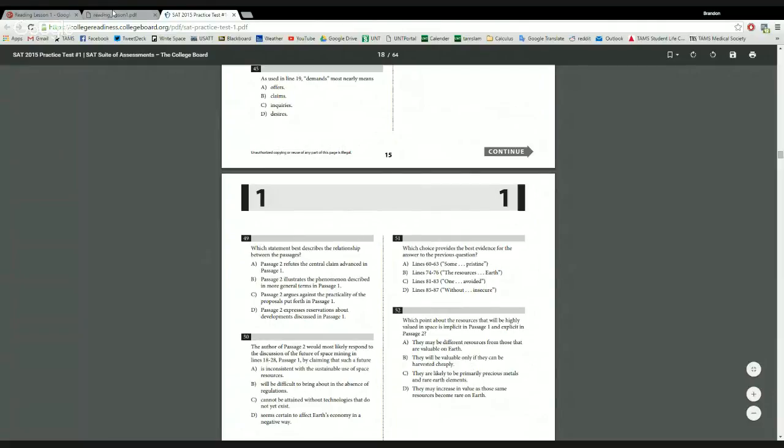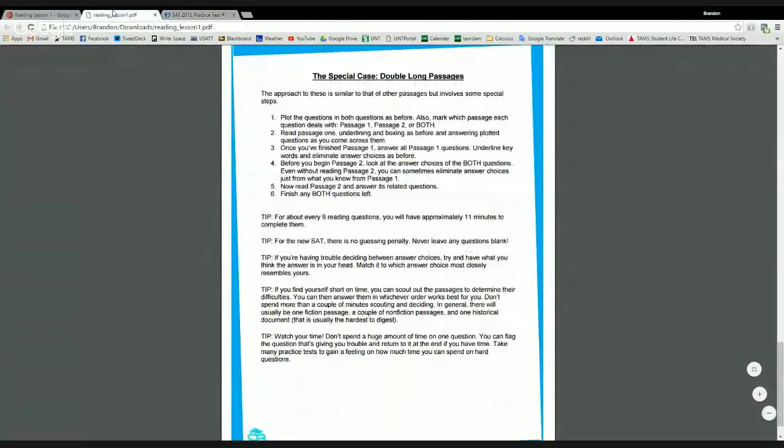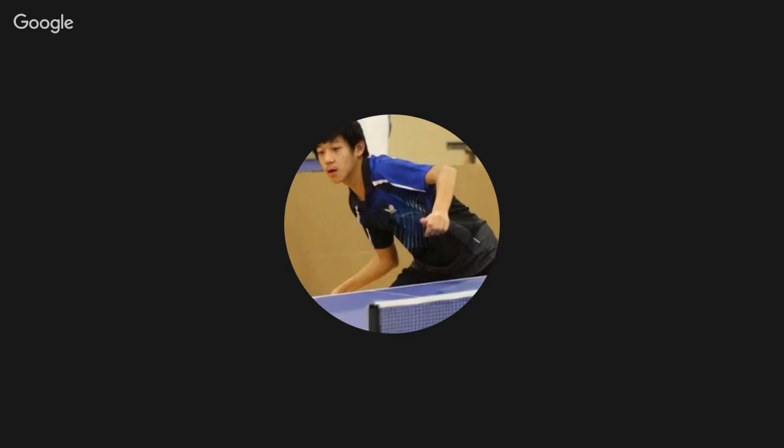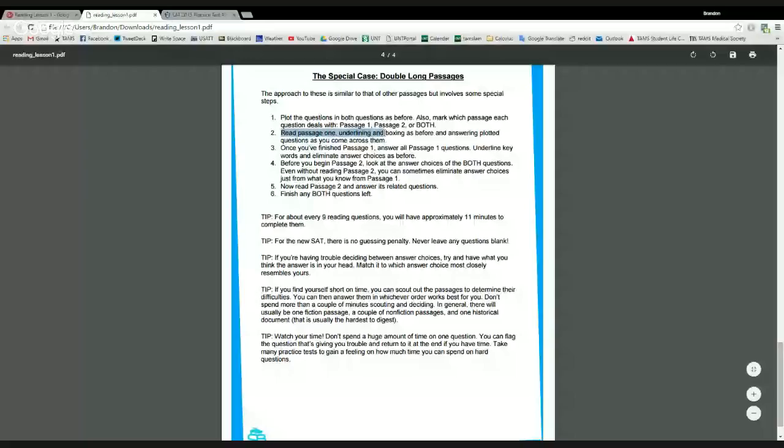So after you've marked each question with what passage it's related to, you want to go ahead and read passage 1, underline and box as before, and answer plotted questions that you've marked 1 on. So basically at this point, you've marked the questions with what passage they're related to, and you've read passage 1 and you've answered the questions.